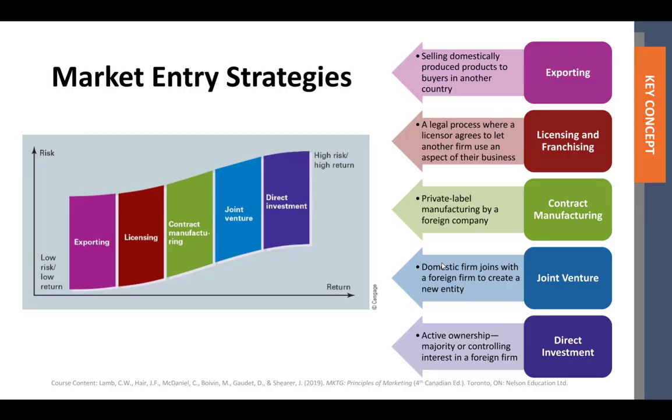There are many marketing strategies. You need to know them all. So there's exporting, licensing and franchising, contract manufacturing, joint venture, and direct investment. I think we're going to go through them one at a time. I'm going to define them, and then I'm going to flip over and show you some examples that you might know at home just to kind of lock it in. And then we're going to bring more examples to class.